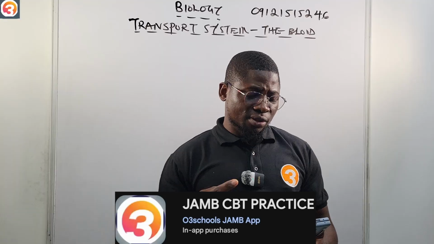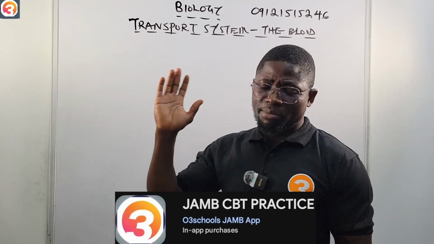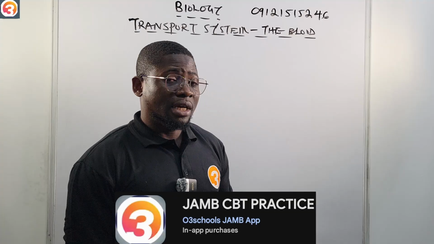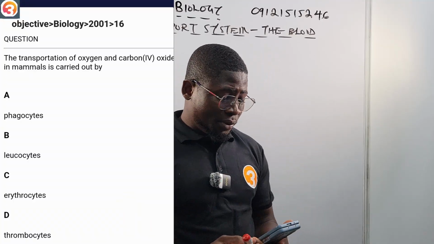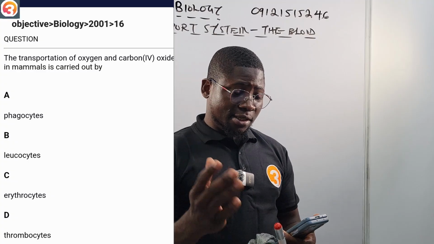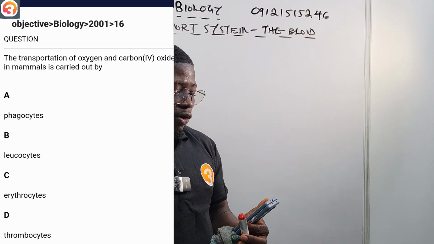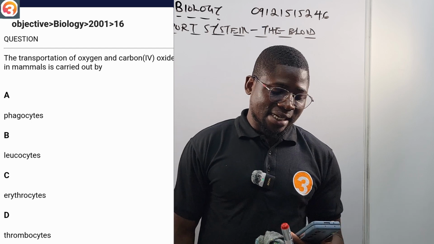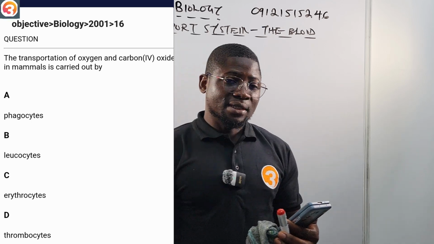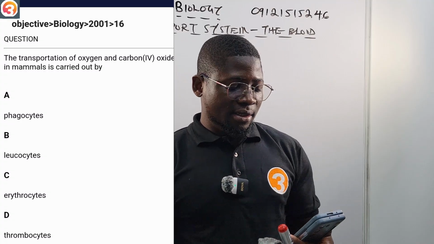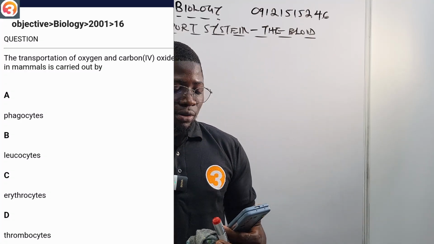Let us go to the O3 School JAMB app and take a question as it pertains to the blood. This is a 2001 question, number 16, using the question search feature. It says here, as displayed on your screen, the transportation of oxygen and carbon dioxide in mammals is carried out by A, phagocytes, B, leukocytes, C, erythrocytes, D, thrombocytes.